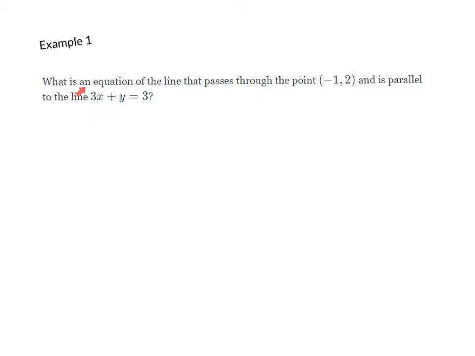Example 1 says, what is an equation of a line that passes through the point (-1, 2) and is parallel to the line 3x plus y equals 3? Okay, first thing we can identify here is that we have a point. So we have a point, we need a slope.